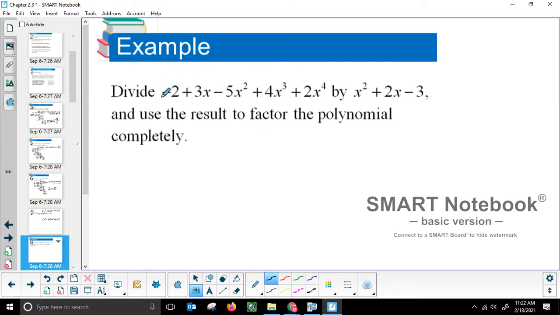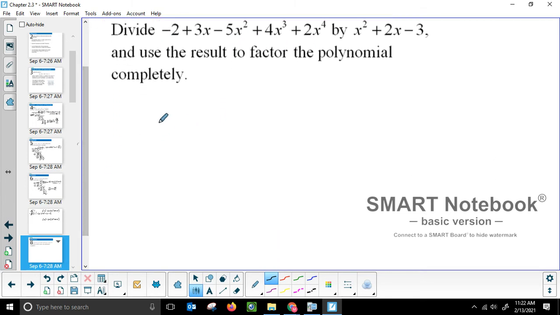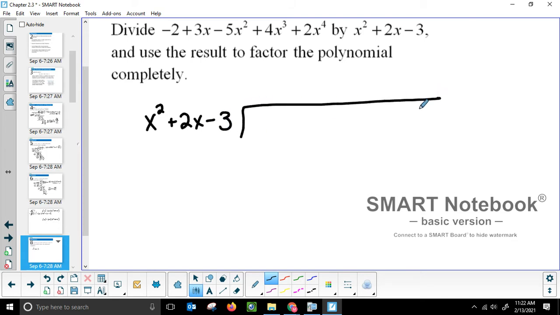All right, so divide this polynomial here by x squared plus 2x minus 3 and use the result to factor completely. Well, we don't like this because it's not in standard form. So I'll go ahead and put it in standard form, with x squared plus 2x minus 3 dividing into here. And I want to say that there's a typo that makes this really messy, if I remember this correctly. I think we want to change the sign of one of these. So give me a minute to work through it, and I'll tell you if that is correct or not.